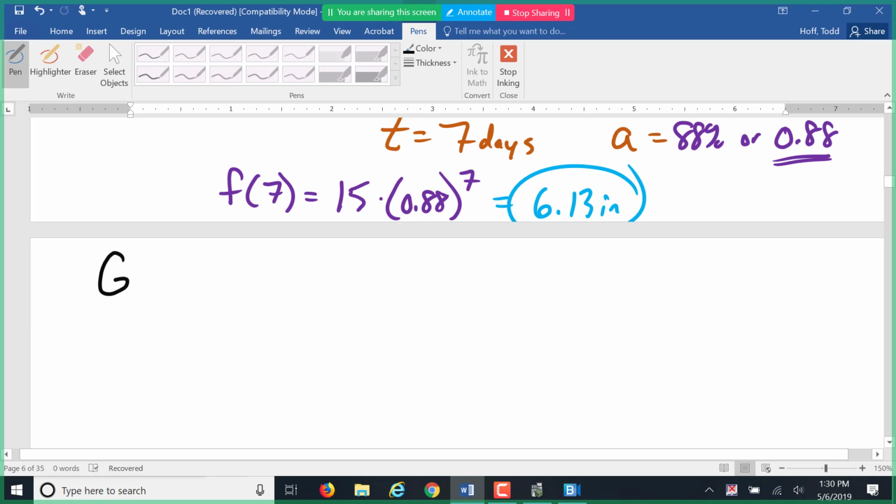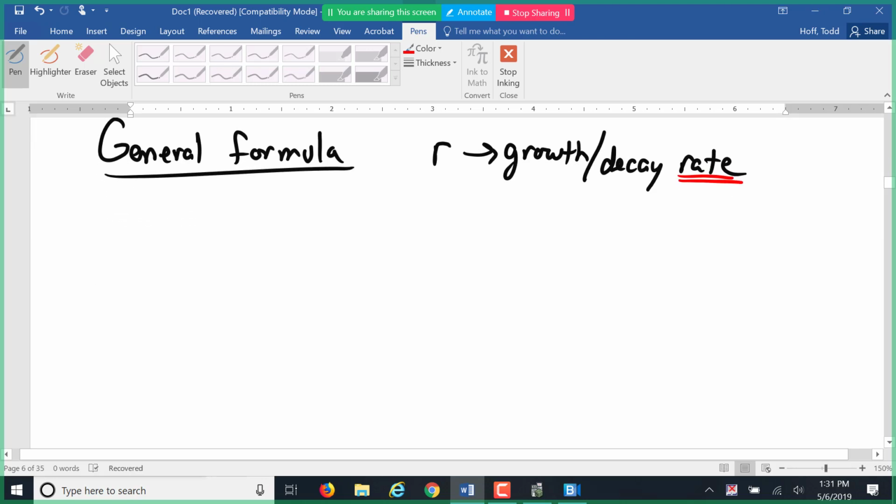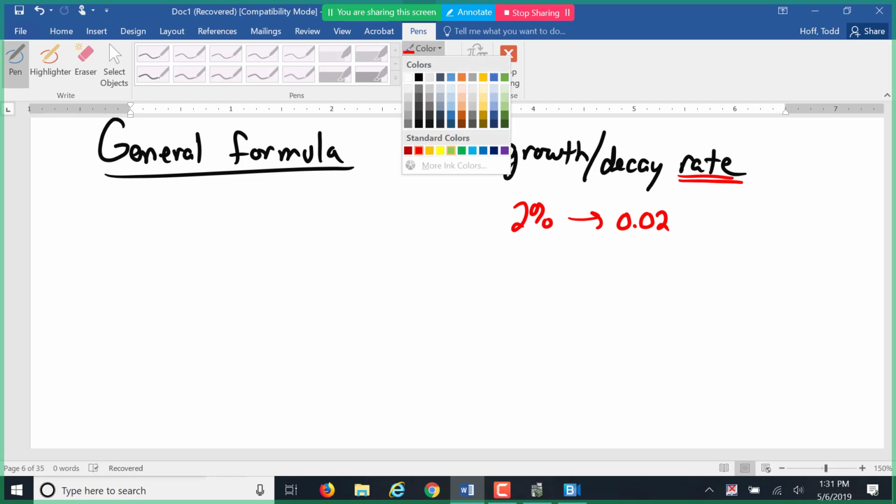General formulas. Where R is a growth or decay rate. Remember the meaning of that word rate? It's a percent written as a decimal. So if it is a 2% growth rate, that means R is 0.02.